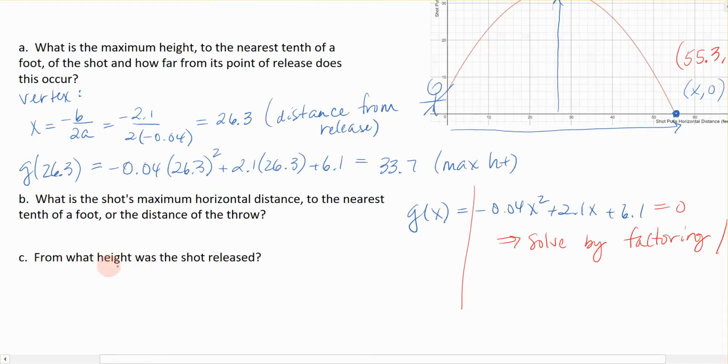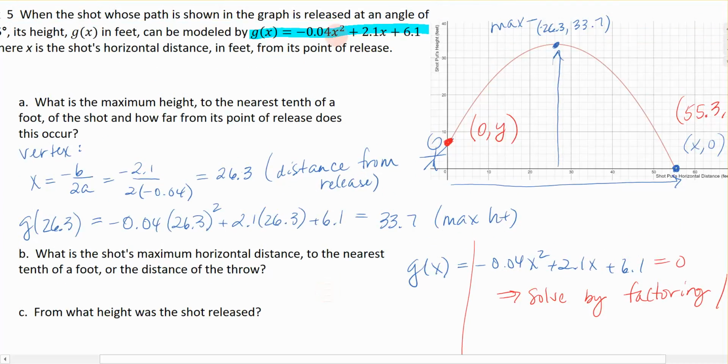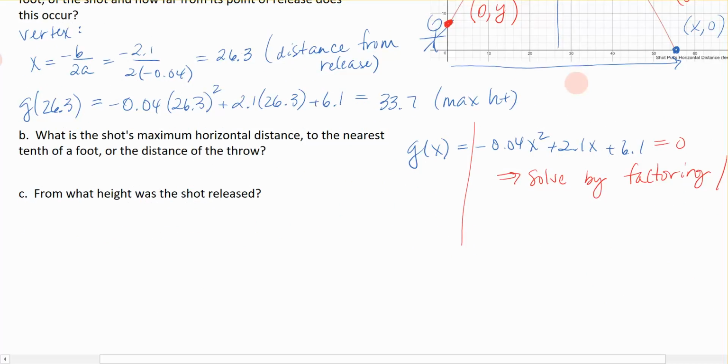Now, how do you think I could figure out what was the height of the initial release? So in other words, what is the height here when I release it? Because notice it's not on the ground, it's up here. This time, thinking back to what that ordered pair stands for, I have 0 for x, but I don't know what y is. So I can plug in 0 for x into my function. In fact, let's look at that.